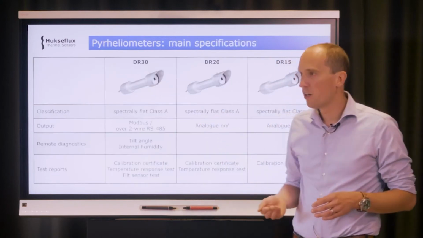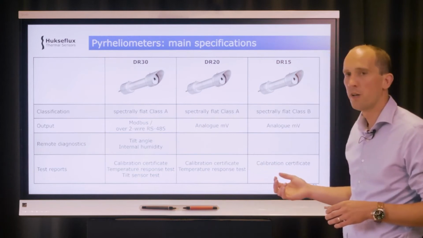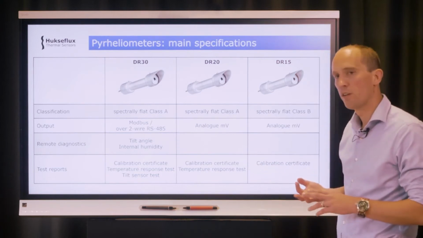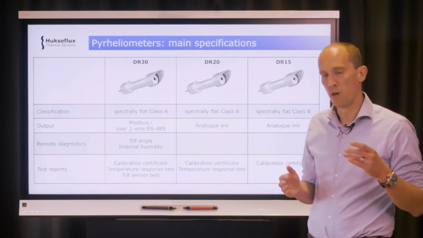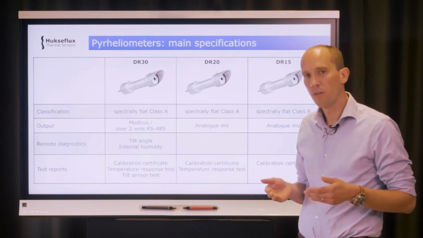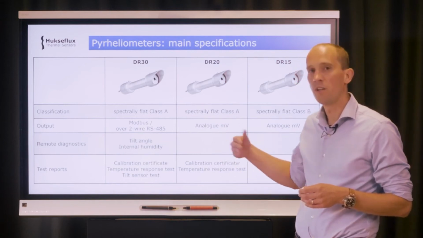Let's switch to the pyrheliometers. There are also three models I want to show you. We have the DR30, DR20 and DR15. Now the DR30 and the DR20 are both spectrally flat Class A instruments. The difference between these two instruments is that the DR30 is fully digital.